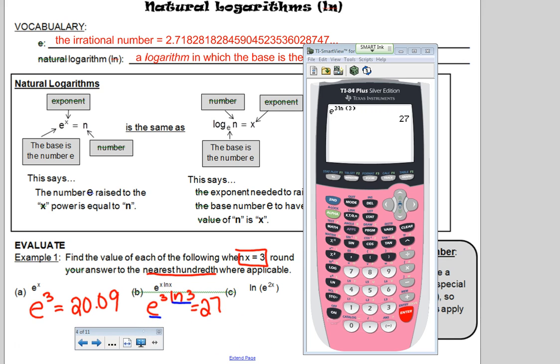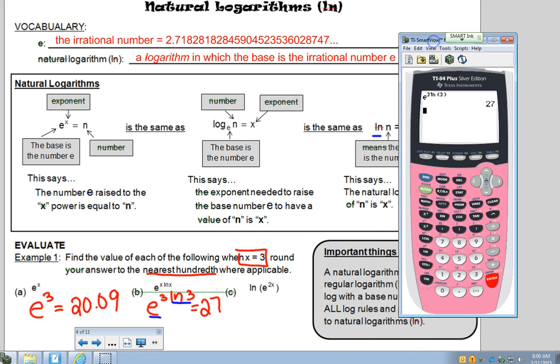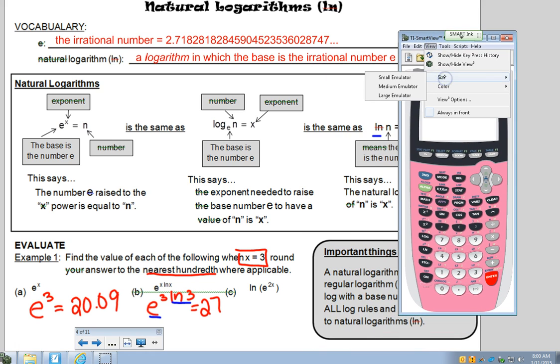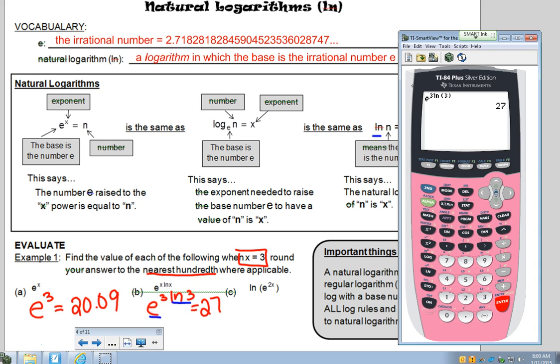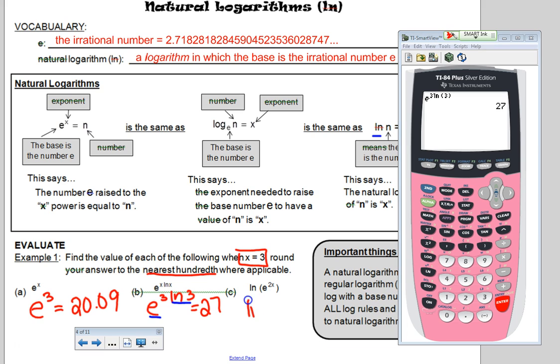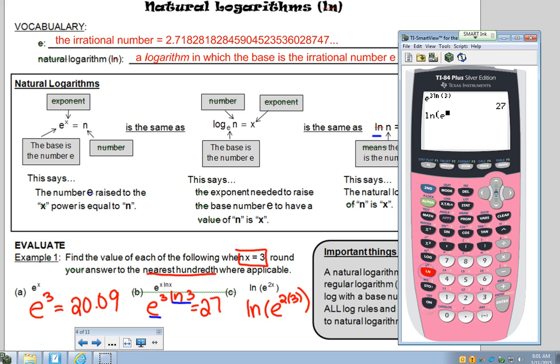And then one last one. So we have ln of e to the x power. So we have ln e to the 2 times 3 power. And again, ln and e cancel each other off. So you're going to see that this will also come out to be a nice value. And you get 6.